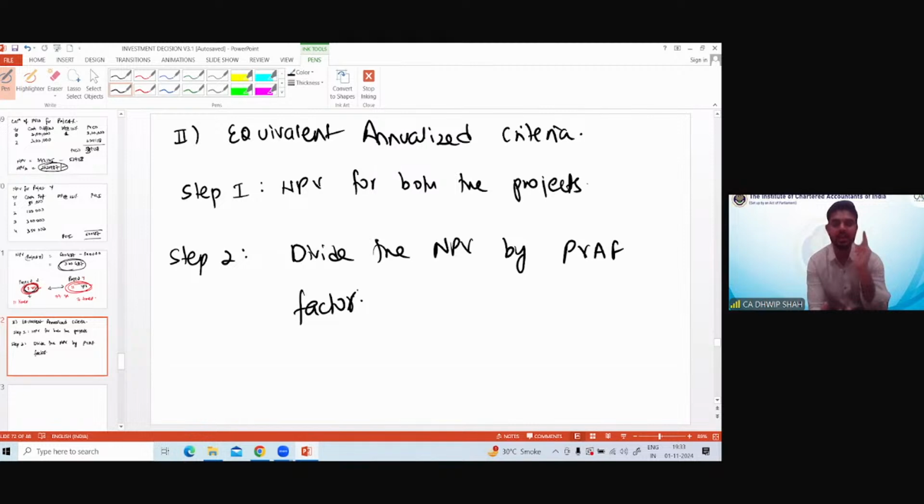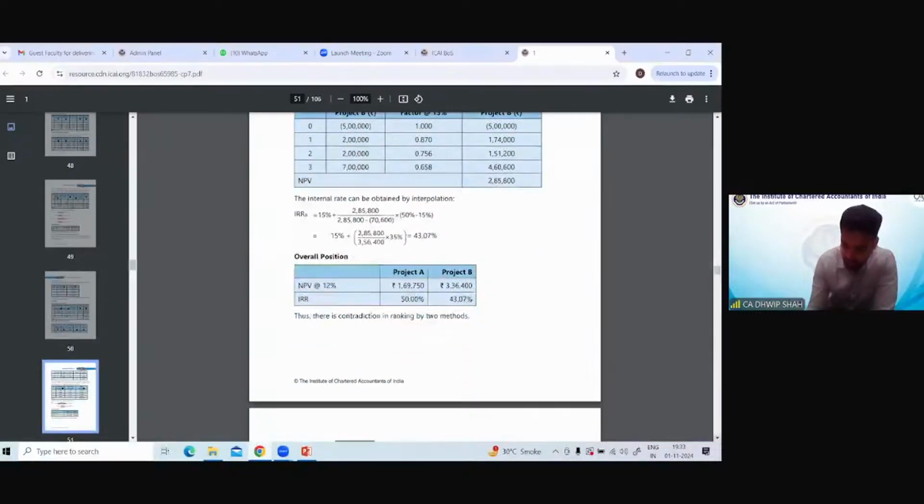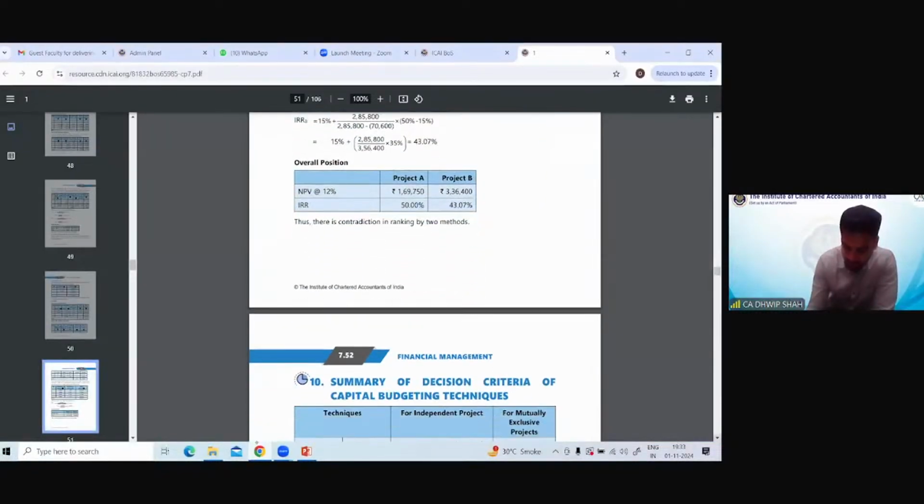Under equivalent annualized criteria, you just need to follow two steps, and both steps are very simple. Step 1 is to calculate NPV normally, as we have learned, for both the projects and divide that NPV by the PVAF factor. Okay? And then compare and see what the answer is. So let's take an example of this. Let's take an illustration of this equivalent annualized criteria.